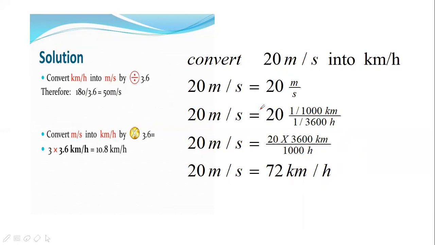20 meter per second, where 1 meter is equal to 1 divided by 1000 kilometer, and 1 second is equal to 1 divided by 3600 hour. So in place of second we will write 1 divided by 3600 hour, and in place of meter we will write 1 divided by 1000 kilometer. So 20 multiplied by 3600 divided by 1000, we will get 72 kilometer per hour after simplification.